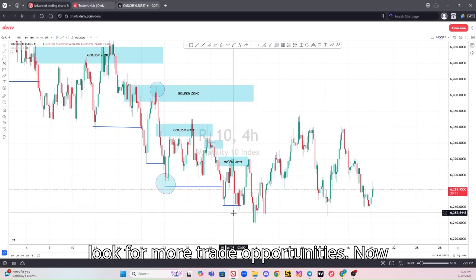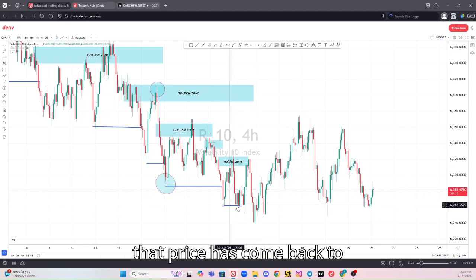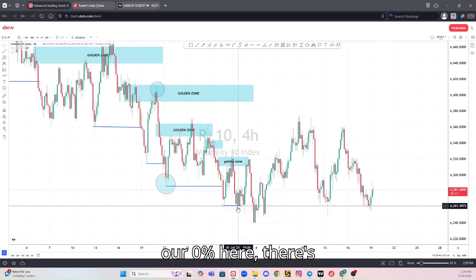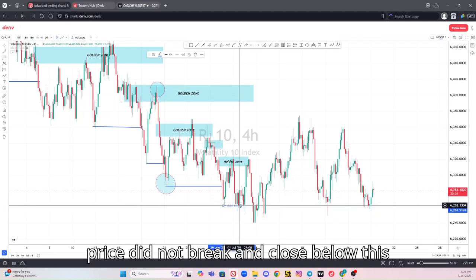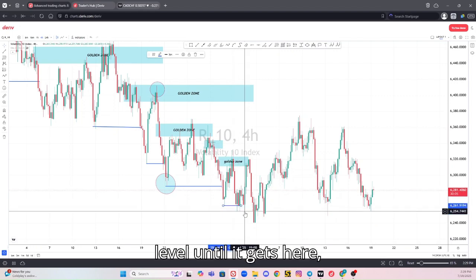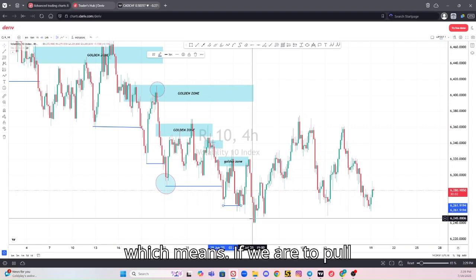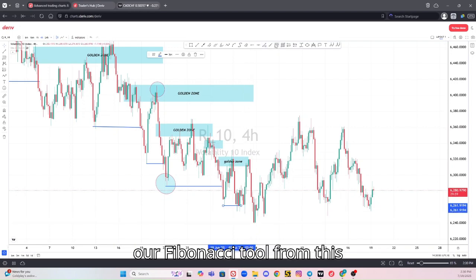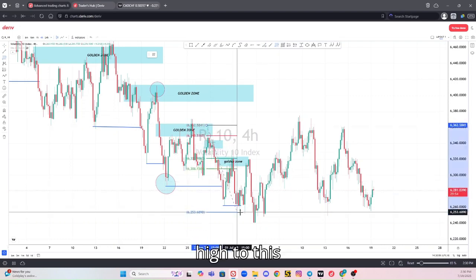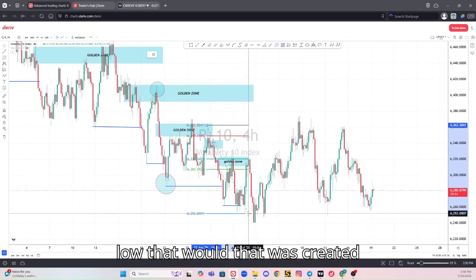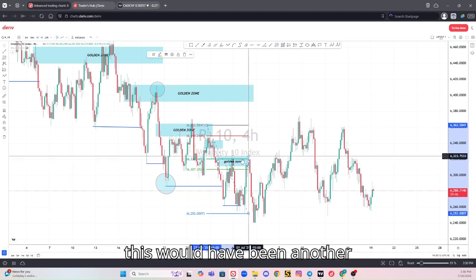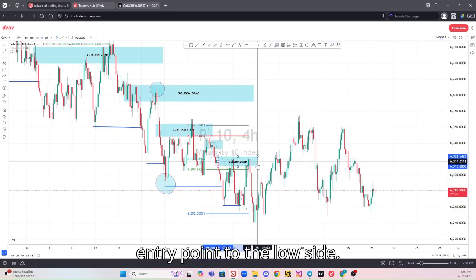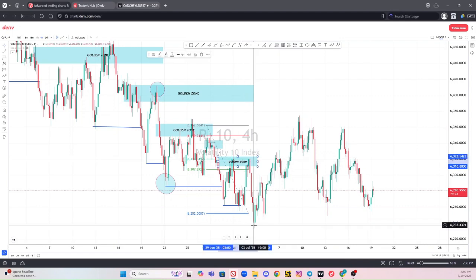more trade opportunities. Now that price has come back to our 0% here, there's a point to note. Price did not break and close below this level until it gets here, which means if we are to pull our Fibonacci tool from this high to this low that was created by means of a wick, then this would have been another entry point to the low side. Get that?